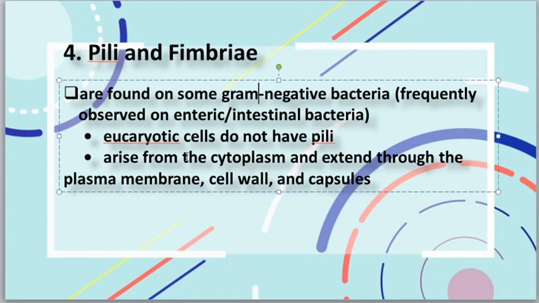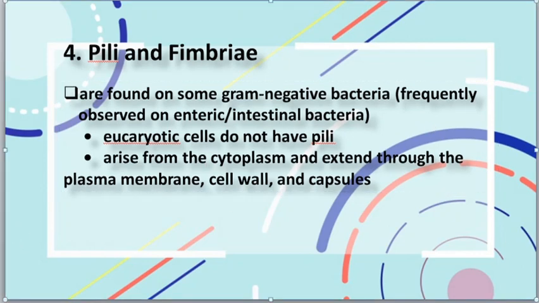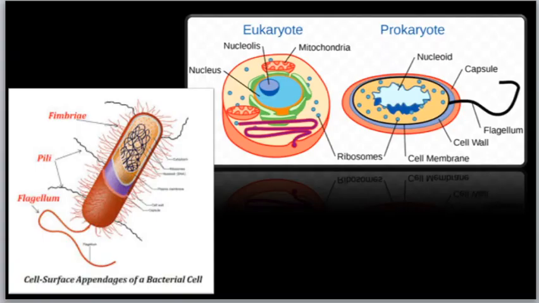Eukaryotic cells do not have the pili. And they arise from the cytoplasm and extend, nasabi ko na yan. Let's proceed. So this is the appearance of your fimbriae and your pili. Tandaan ninyo class, mas maliliit ang fimbriae at mas marami sila. On the other hand, yung pili ninyo iilan lang, 1 or 2, and mas mahaba.